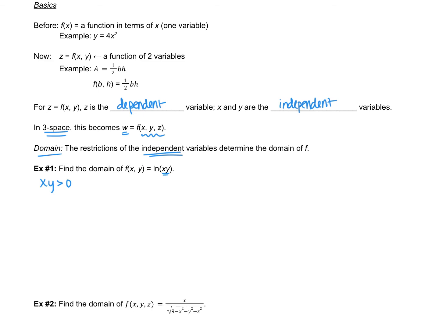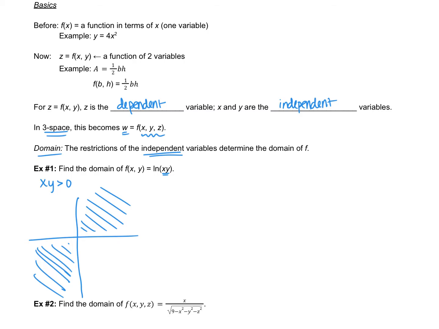There's a few different ways that we can express this domain. Firstly, it's good to just look at geometrically what this is referring to. If we're looking in 2 space, which is all the points of x and y, where do we have a product that's greater than 0? Well, if both x and y are positive, the product will be greater than 0. If both x and y are negative, the product will be greater than 0. So this is one way that we can express the domain, with that graph.